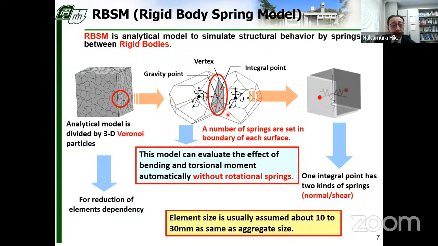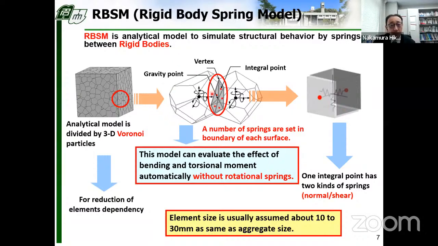And then in our model, a number of springs are set on the boundary of each surface. The setting of springs differs by researcher. Professor Bolander mentioned the case where springs are set in 3 directions at a point. The feature of our model is that several integration points are set on an element surface, and one integration point has 2 kinds of spring, normal and shear spring.